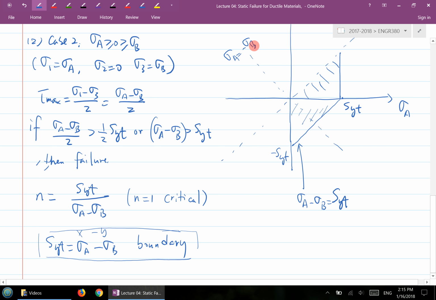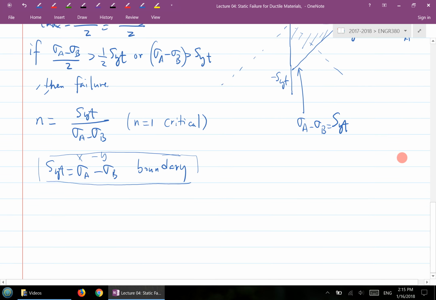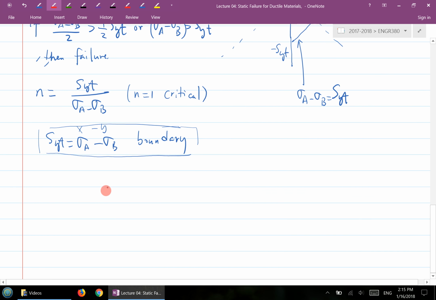So what does this sigma A equal to negative sigma B actually represent? Now if you think about it, this is basically called a pure shear line. Not pure shear, it's pure torque. Yeah, that's right. Pure shear line here, or pure shear load line.